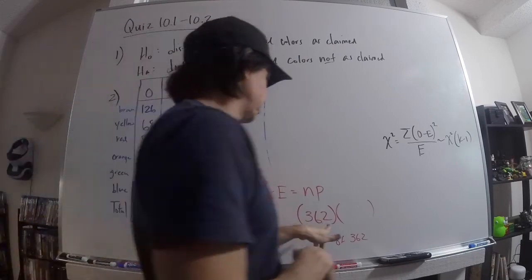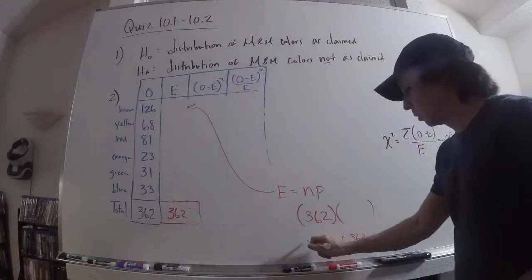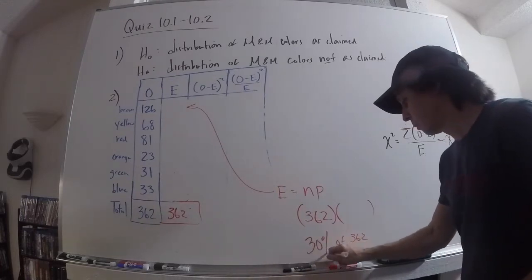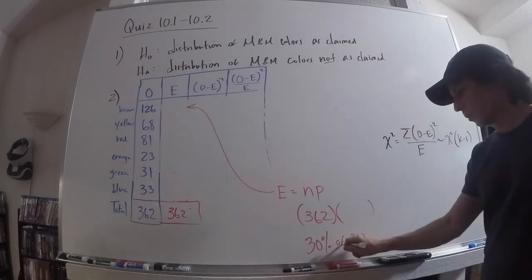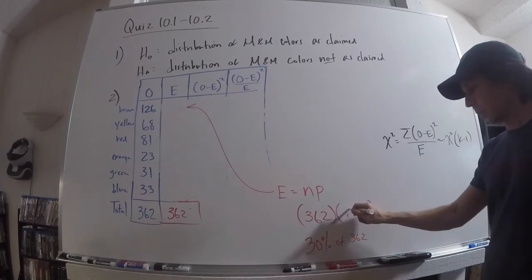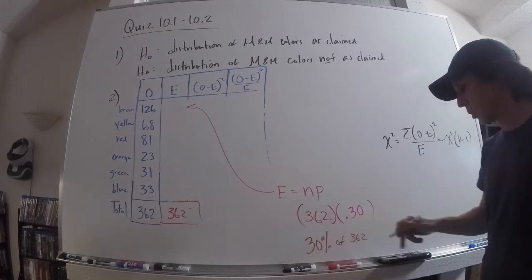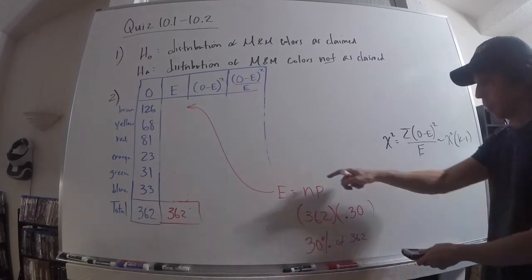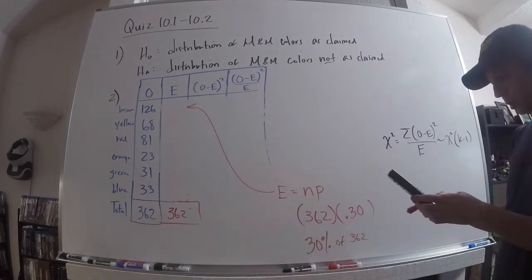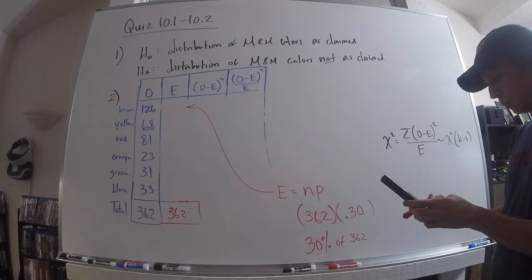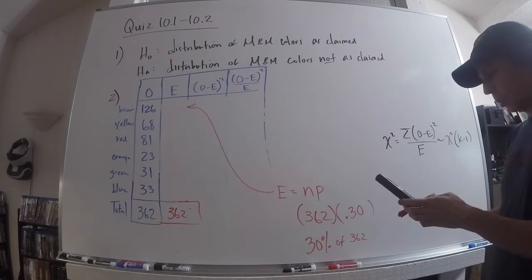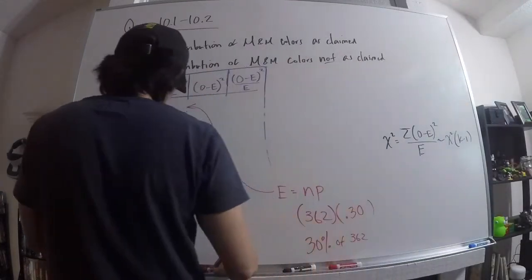So I'm going to do this same computation again, but this time I want 30% of the 362. So I'm going to multiply 362 by 0.30. That's the decimal form of 30%. That's what N times P is. So I'm going to do that now. 362 times 0.3. 108.6 is what I'm expecting.